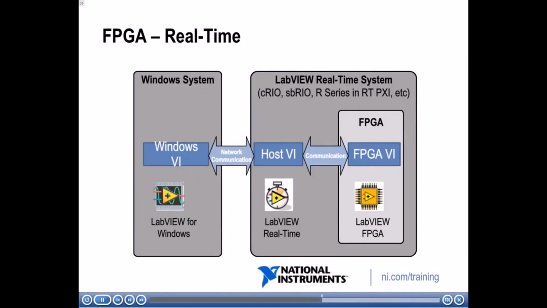Here we see what an FPGA with real-time system looks like. If we look on the right, you'll see that there is a LabVIEW Real-Time system, and the LabVIEW Real-Time system is running a real-time operating system. This piece of hardware could either be a cRIO or a single-board RIO. It could also be an R Series that's running in a PXI chassis that is running a real-time OS. Again, we have an FPGA piece, and this is the FPGA hardware. Again, this is going to be running the logic that's defined in our FPGA VI. That FPGA VI is going to be able to communicate over the bus to a host VI that is running on your real-time operating system.